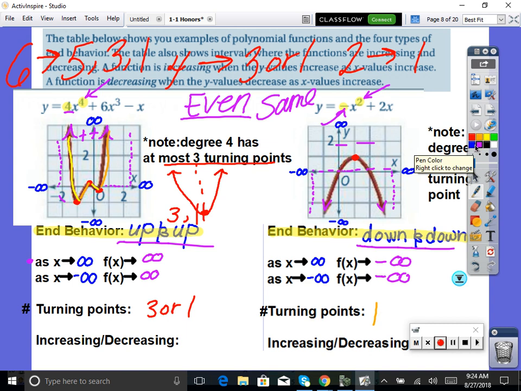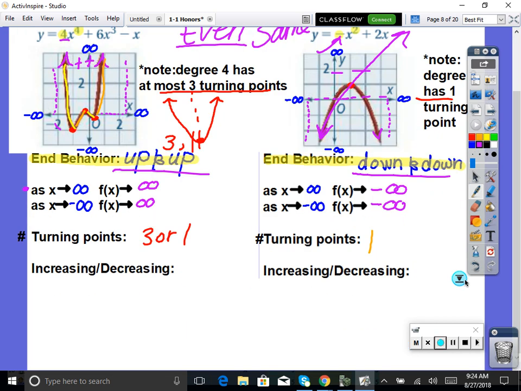It couldn't have 0, could it? If it didn't have any, would it be quadratic? Okay, no. Okay, awesome. So now we're increasing and decreasing intervals for this one.